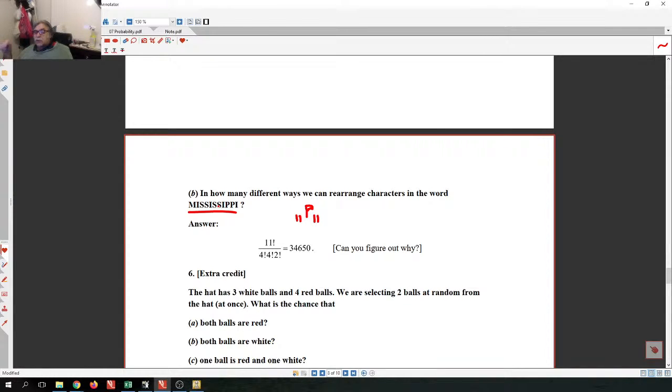In how many ways can you rearrange 4 S's in 4 different places? 4 choose 4 permutations, so that's 4 factorial. Then you have the I's. You can also rearrange 4 different I's on 4 different places in 4 factorial ways, in 24 ways. And then you have 2 P's. You can rearrange these 2 P's in 2 different places in 2 different ways.